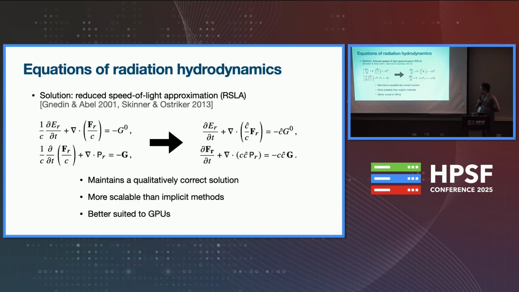Yeah, so it maintains a qualitatively correct solution, is more scalable than implicit methods, and is perhaps better suited to GPUs, although Hypre is getting better. But it's really the scalability that we care about for big galaxy problems, where we really care about getting the expansion rate of the H II regions, the ionized gas bubbles around stars, correct. And even with a reduced speed of light, because the source term and the transport term are both modified, we get the expansion rate of H II regions correct.